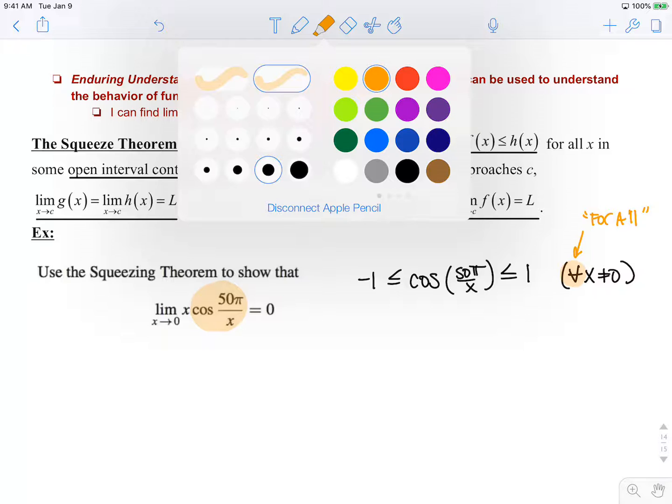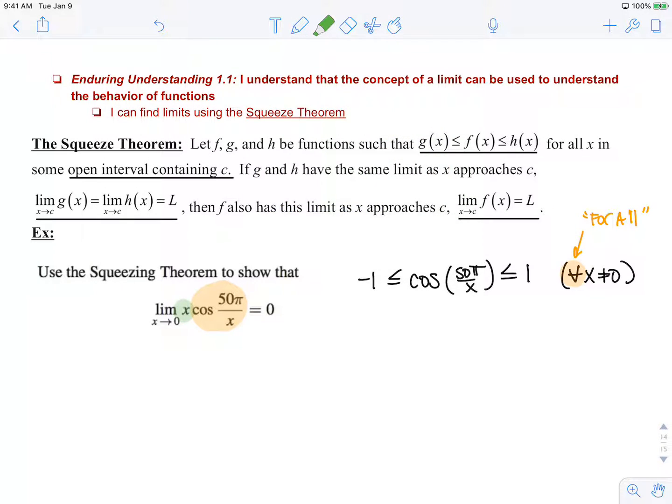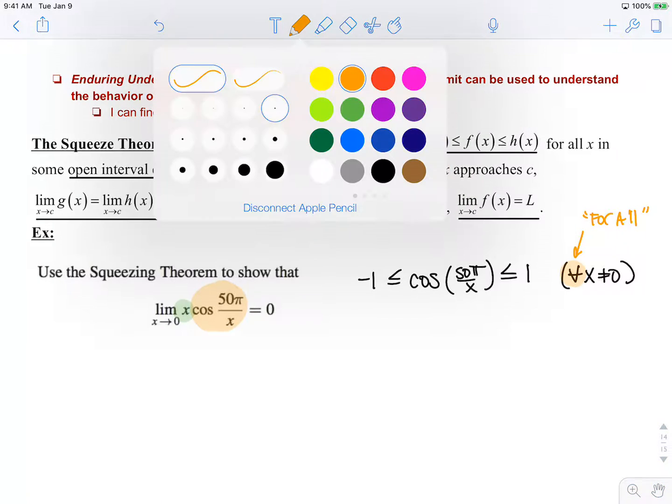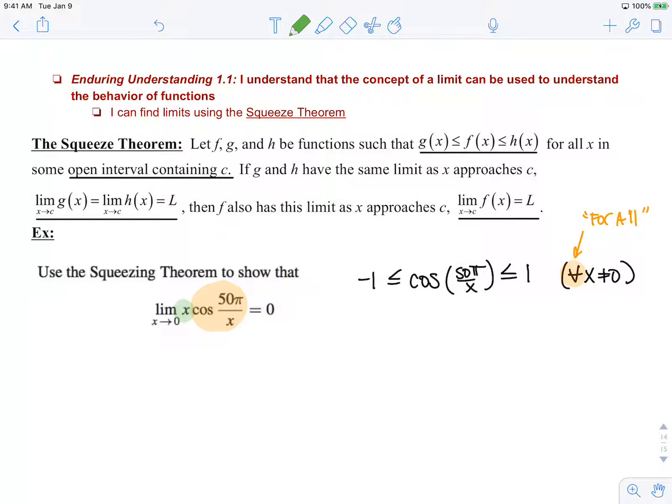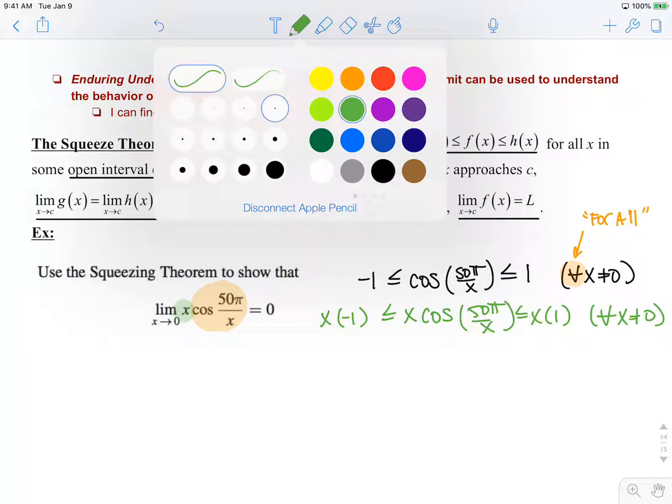So now I'm trying to create x times cosine of 50 pi over x. So what I could do is, in this inequality, multiply each piece by x. And the inequality still holds true for all x not equal to 0. So now I have created our limit function squeezed in between two functions around 0.